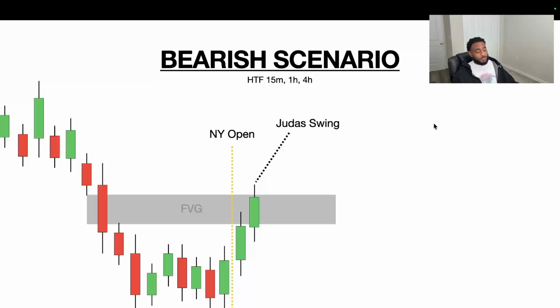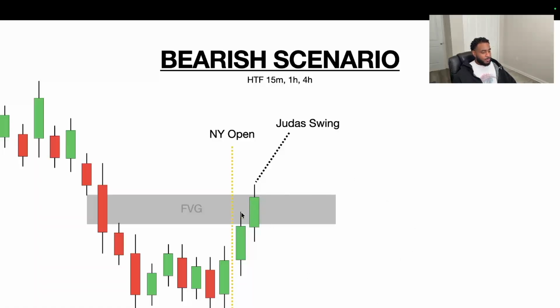It happens pretty much every morning, right? It's very, very easy to see. Because of the New York open, you have an increase in volume. So price tends to spike either up or down and then make its final distribution towards our drawn liquidity. In this case, it's gonna be lower down here, right?